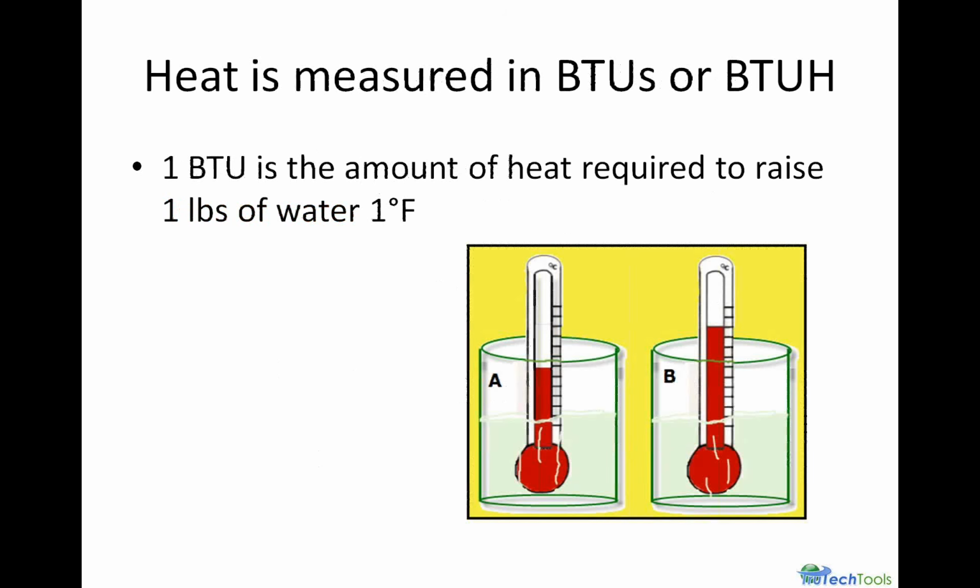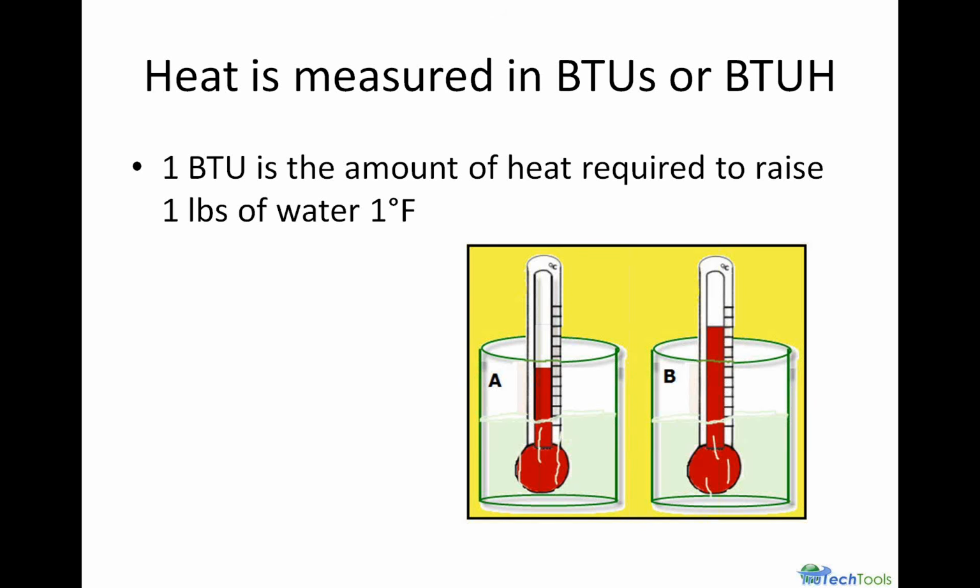When we talk about heat, it's measured in BTUs or BTUs per hour. It depends on whether they're talking about a mass or a mass flow rate, right? We're talking about 10 pounds of steel. We want to raise that steel up so many degrees Fahrenheit. It's going to take a fixed quantity of BTUs to do that. But if we had steel going down a conveyor belt at 10 pounds per foot, well, then it would take so many BTUs per hour. We're talking about a flow rate at that point.